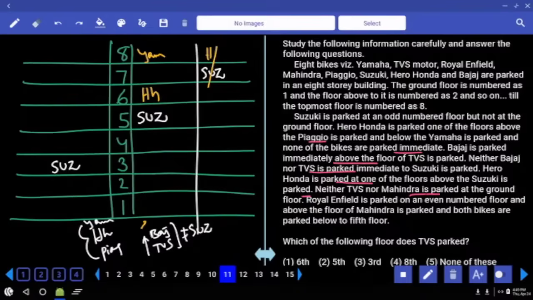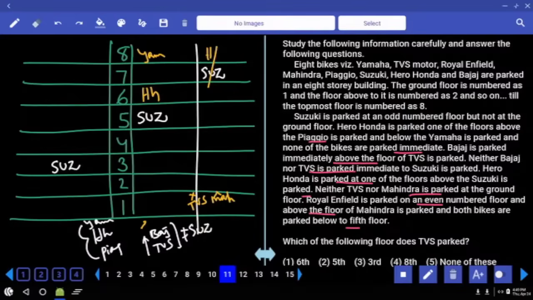Neither TVS nor Mahindra is parked at the ground floor. Now they were not at the ground floor. And Royal Enfield is parked on an even number floor, and above Mahindra is parked, and both are parked below 5th floor. Now Royal Enfield is parked on an even number floor, and above the floor of Mahindra. Both are below the 5th floor.